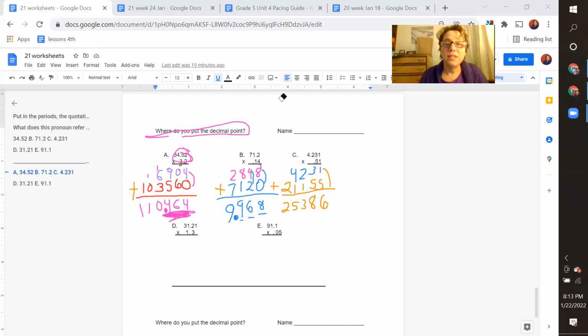I have to decide where I'm going to put my decimal point. So pay attention to this part, right? How many numbers do I have? 1, number 2, number 3, number 1. That's 3. And 2 more, 5 and 1. So I have 5 numbers that are after the decimal point. So that means I have to have 5 numbers here. 1, 2, 3, 4, 5. So my decimal point is here.